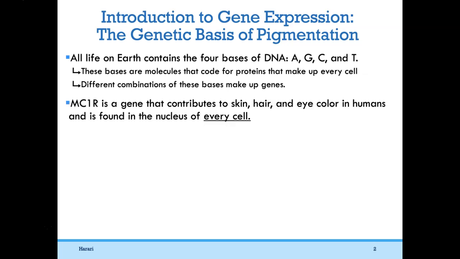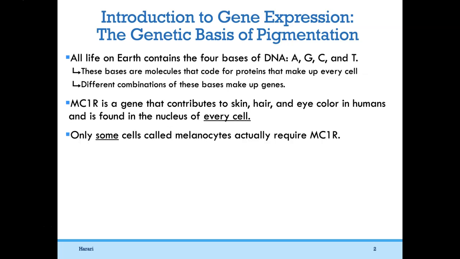One of those genes is called MC1R. It's actually a receptor, and it contributes to skin color, hair color, and eye color in humans. In every single cell of the human body, if you opened up the nucleus, you would see the MC1R gene. Right? It's found in the nucleus of every somatic cell of the body. Even if it's a neuron, MC1R is still there.